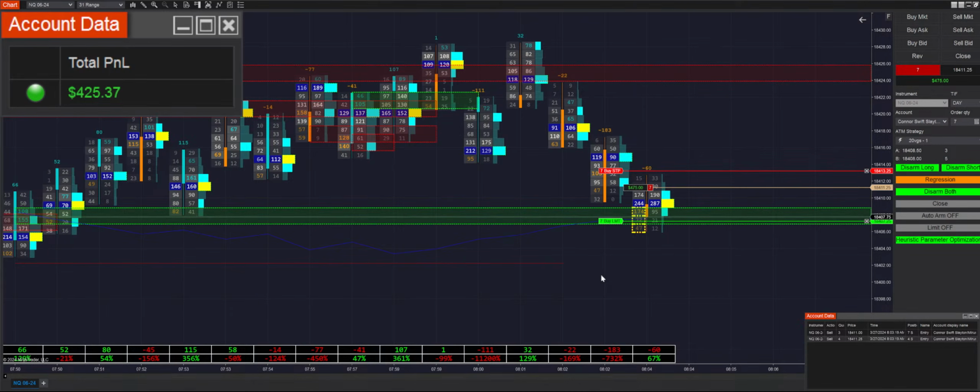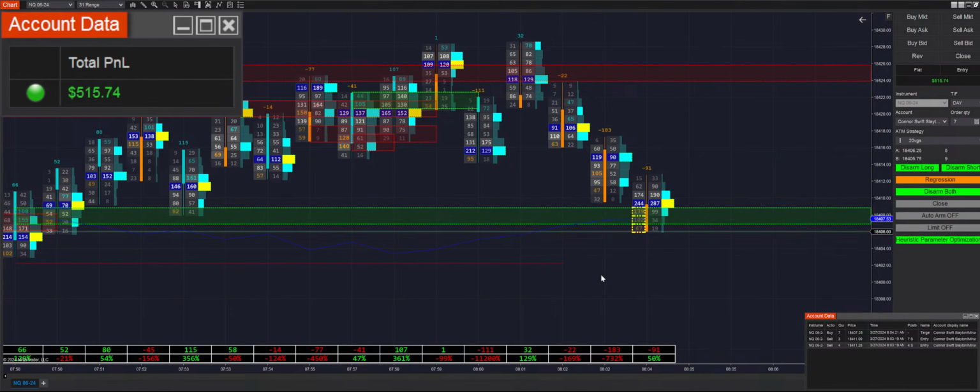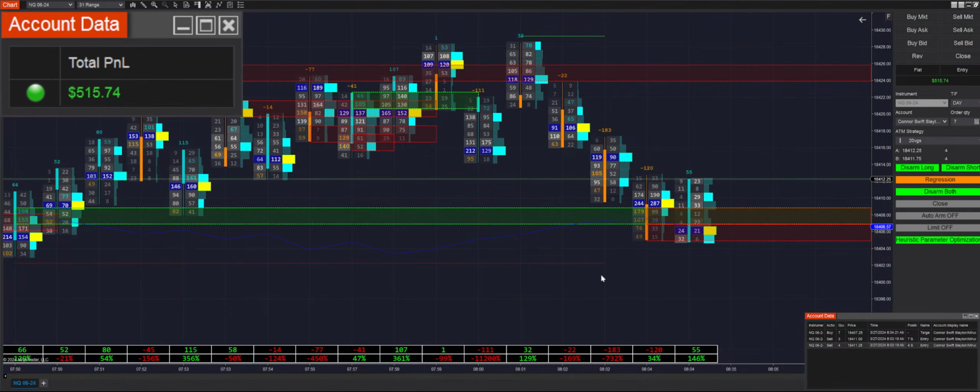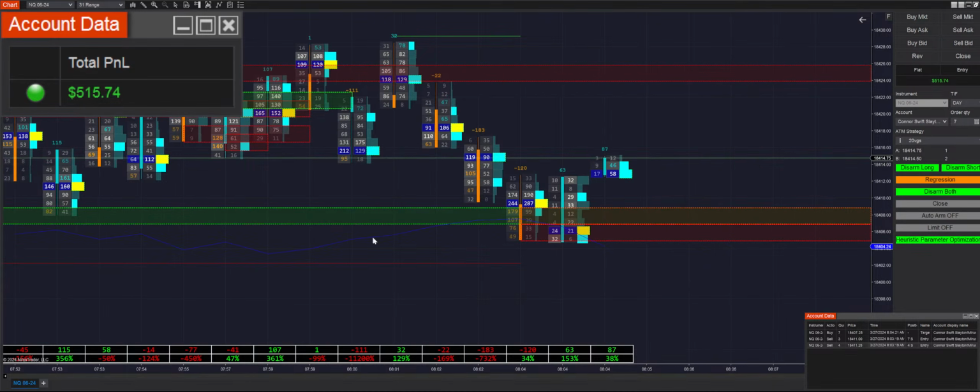Hopefully we can end up winning this trade. Target filled. There we go. We end up winning that one up to 515.74 on the day. First one of the day, that went pretty well, I'd say.